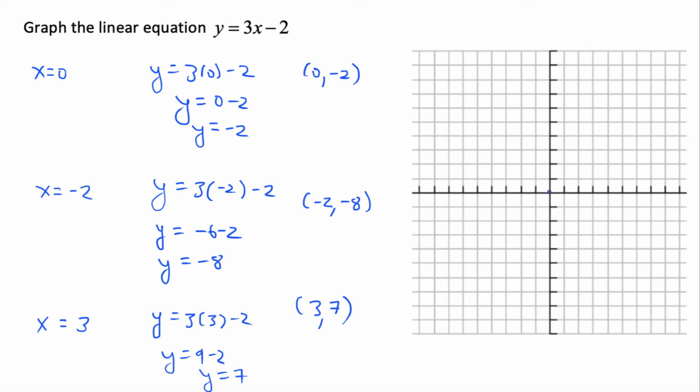When x is 0, that means we're going to stay here. Y is negative 2, so we're going to go down 2 units. So there is that point. For the second point here, x is negative 2, which means we're going to go to the left 2 units. The y value is negative 8, which means we're going to go down 8 units here. And for this one, right, the x coordinate is positive 3, so we'll move to the right 3 units. The y coordinate is positive 7, so we're going to move up 7 units here.